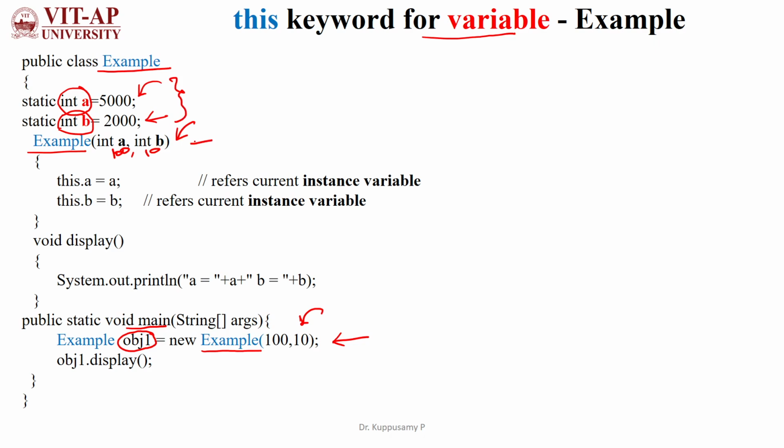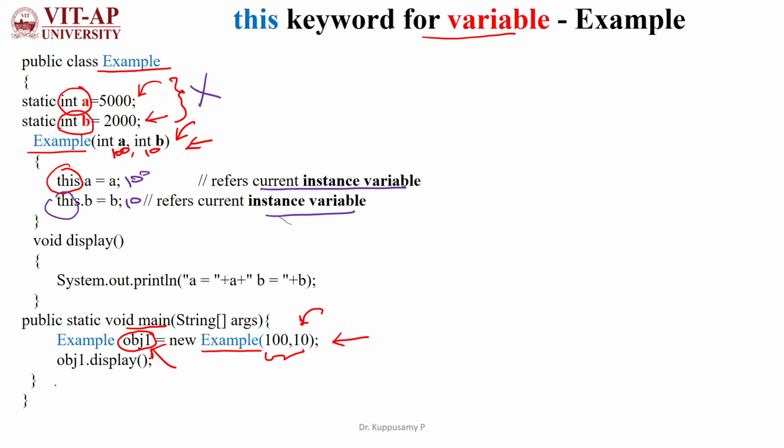So in this context we can use the this keyword to refer to the current object variable. Here the current object is obj1, which is taking the values 100, 10. So 100, 10 will be used in the execution instead of 5000, 2000, because we are using the this keyword to refer to the current instance variable of obj1. The this keyword will assign the values 100, 10 to variables a, b respectively.